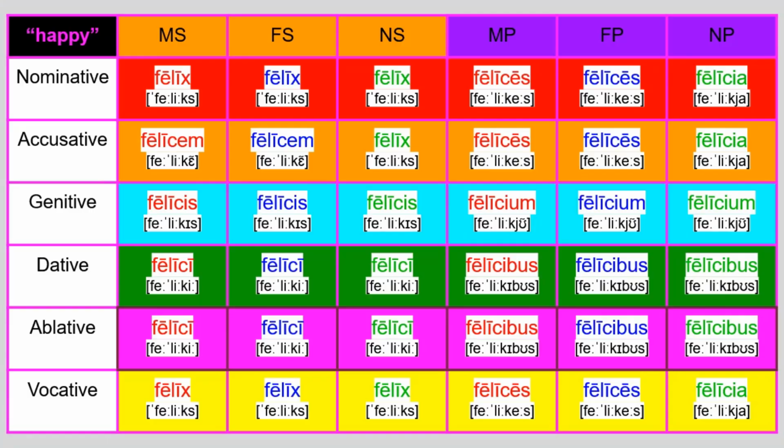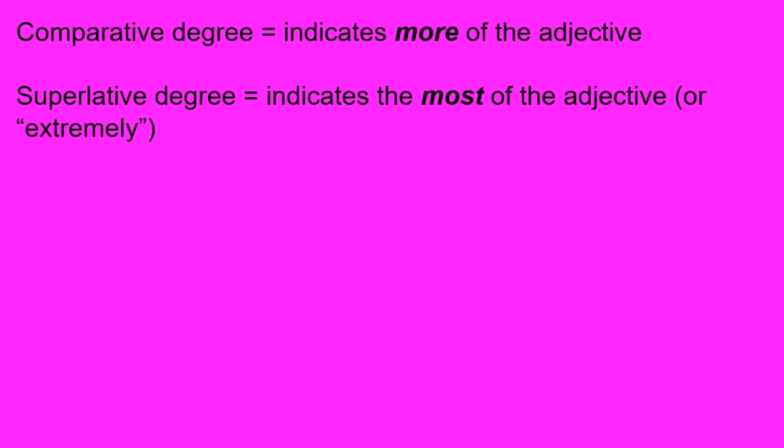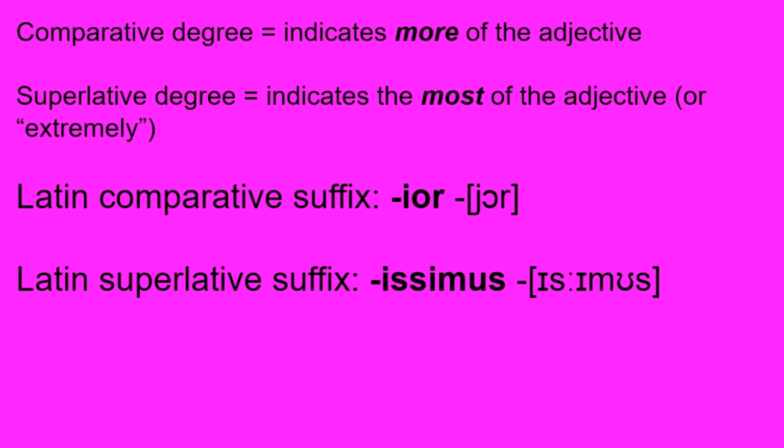Also, the same declension patterns found on nouns are on adjectives too, so not all of them differentiate masculine and feminine. There are also kind of comparative and superlative suffixes for adjectives. The comparative, which meant more of the adjective, used the suffix -ior, while the superlative, which could either mean most of the adjective or just very, used the suffix -issimus.